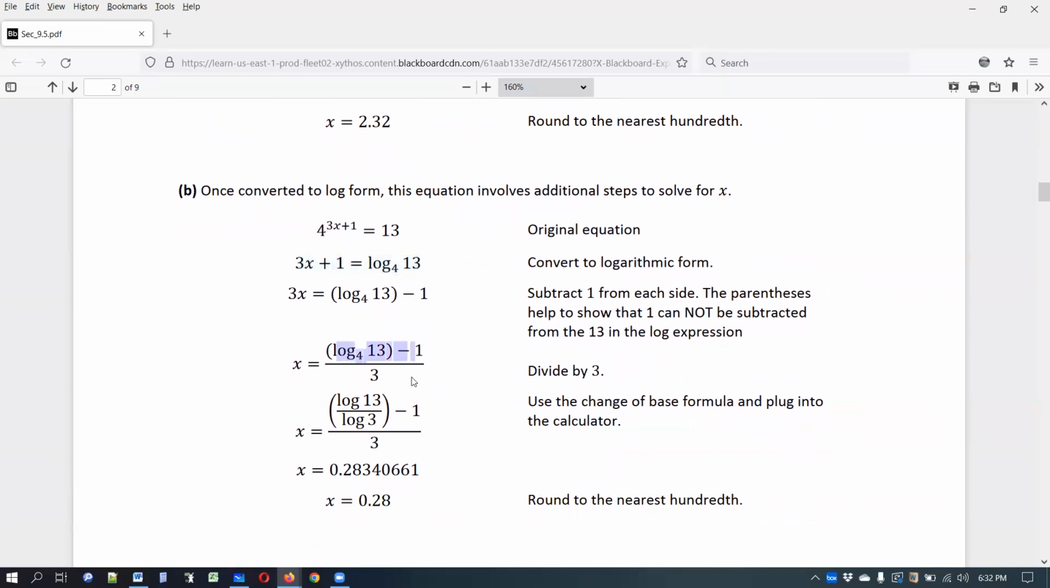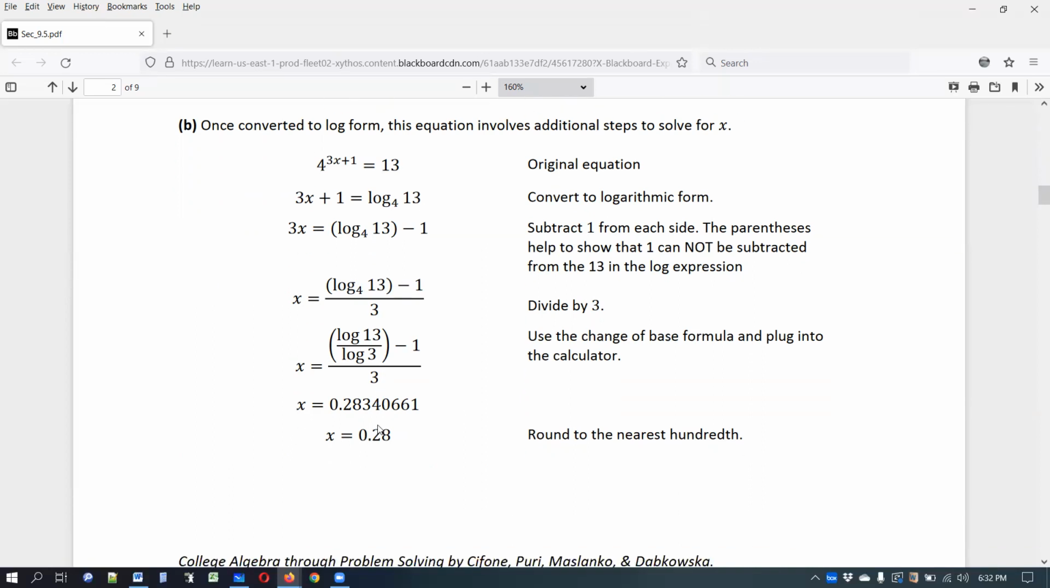This is in essence my answer. All I have to do is use the calculator to find out what log base 4 of 13 is. I can subtract 1, I can divide by 3, and now I have my answer.